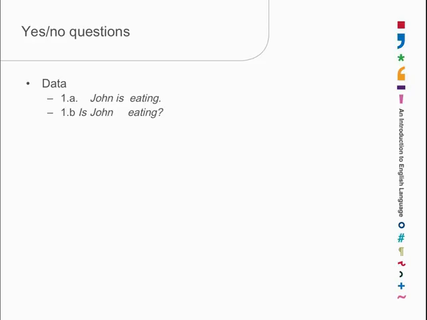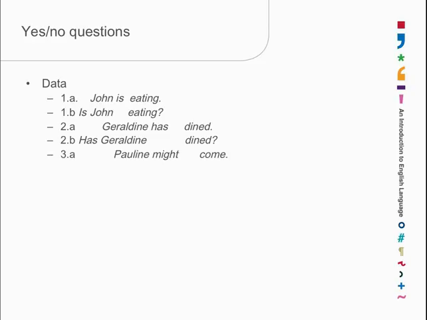We've taken the auxiliary verb and put it out to the left. Geraldine has dined. Difficult question. What's the yes-no question? Oh, not that difficult. Has Geraldine dined? Pauline might come. You want to ask about that? Might Pauline come? In each case here, we look as though we've got a clear rule. Take the auxiliary verb and put it to the left.